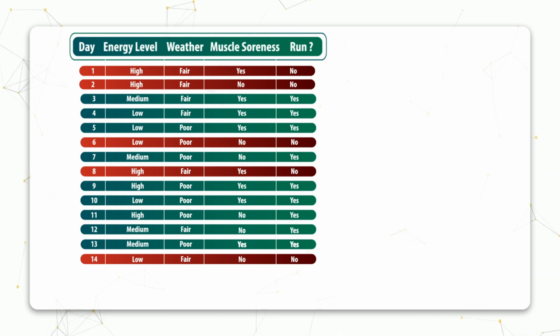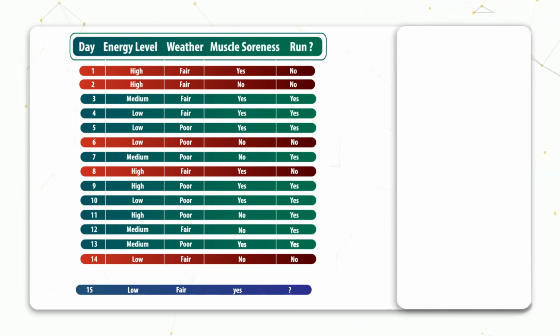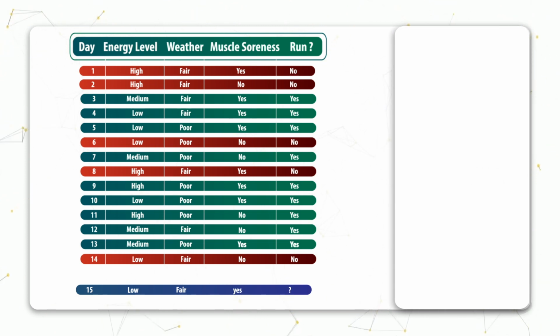And for each of these days, we have the data on whether or not she ended up going for a run. And so we have all these observations. Red here denotes that she did not go for a run, and green denotes that she did. Now let's say that we were given a new observation. What's going to be our prediction for whether or not she goes for a run?